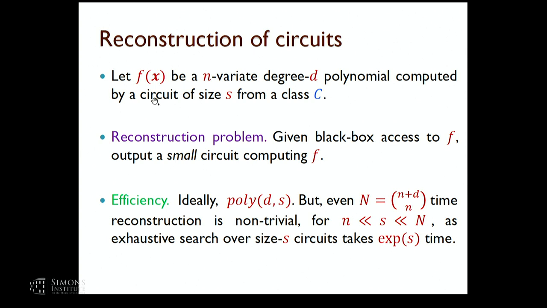But even if the running time is polynomial in the dense representation of f, which is polynomial in this big N, the number of monomials, it can still be non-trivial, because a trivial algorithm will have to go over all possible circuits of size S, which is exponential in S. It can be much larger than the quantity n when S is between small n and big N.